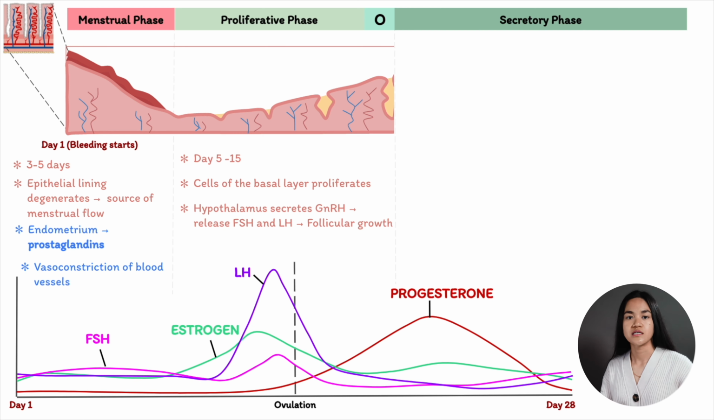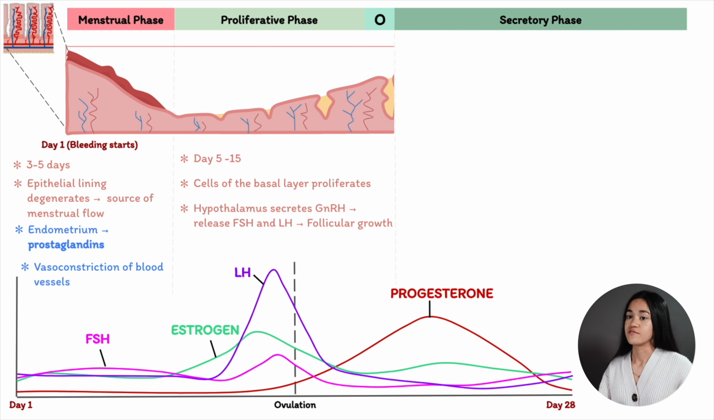The corpus luteum is what supports early pregnancy, and it prepares the endometrium for a possible pregnancy, for a possible guest. And so if that guest doesn't come and fertilization and implantation doesn't happen, the corpus luteum degenerates and it deprives the endometrium of hormonal support, of estrogen and progesterone support.